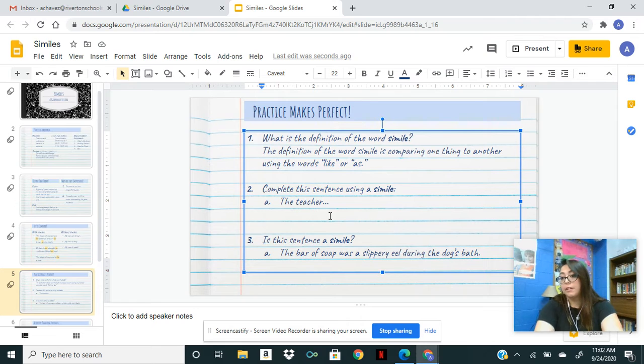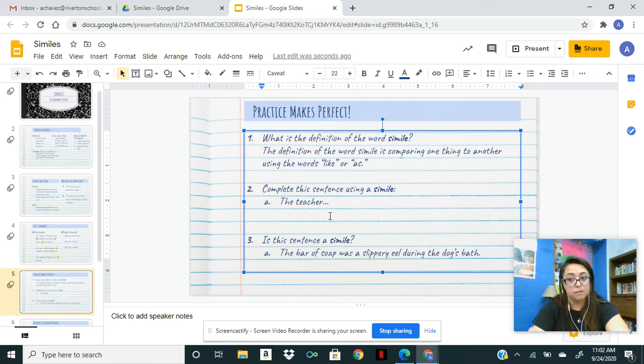What if we compare a teacher to a book? Books are full of lots of information, and so are teachers. And it is important to note that when you're creating similes, you want it to make sense. So it wouldn't make as much sense if I were to say that a teacher is, I don't know, like a beach because they're sandy. Like that just doesn't make sense. So we're going to say that teachers are like books because that makes sense.